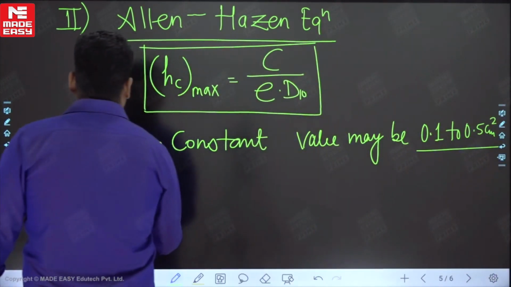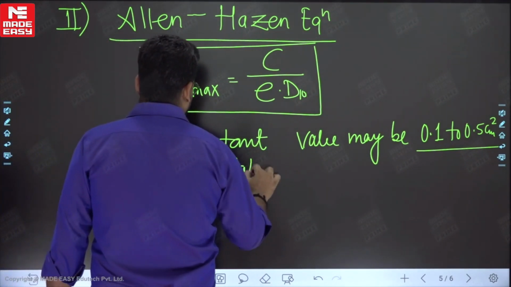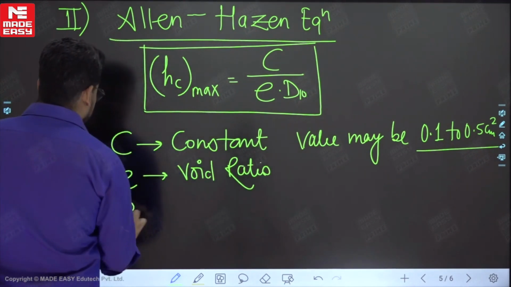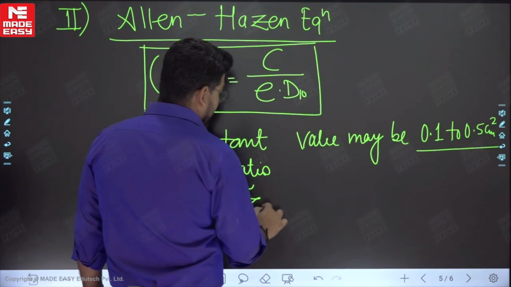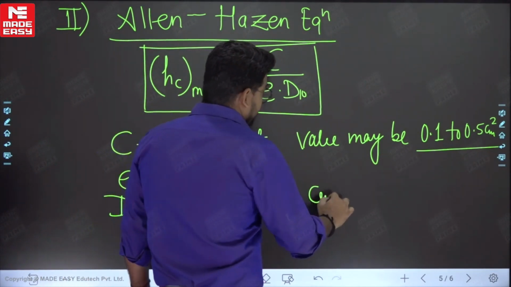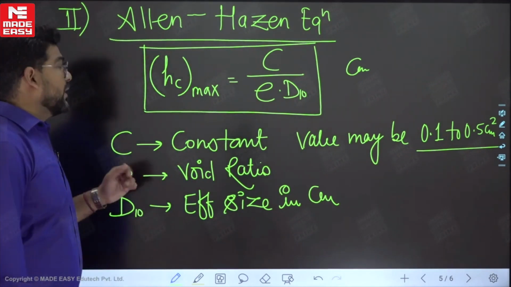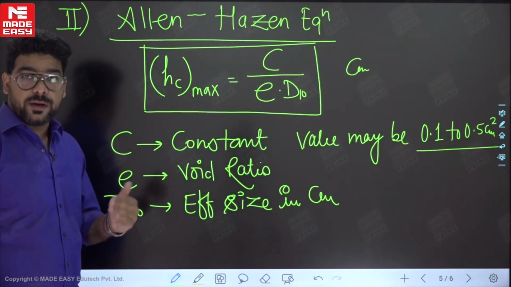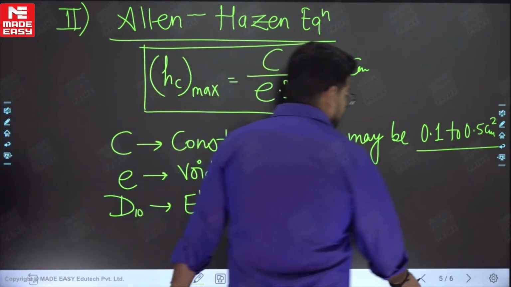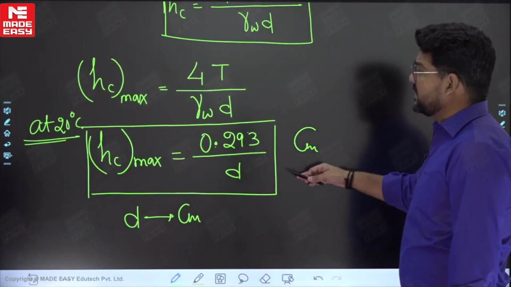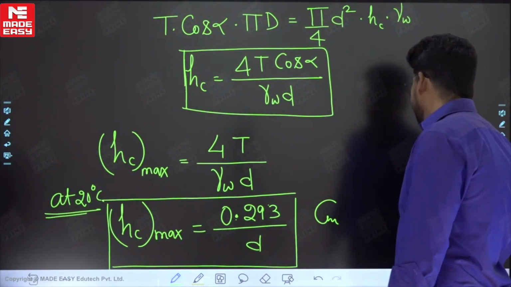e, you know, is what? Void ratio. e is the void ratio. D10 is the effective size in centimeter, and this answer will be in centimeter. Okay. So in this way also you can determine the height of capillary rise. So this is in case of soil, and that we determined in the previous slide. So this is something like in water, which has a capillary tube of size D.